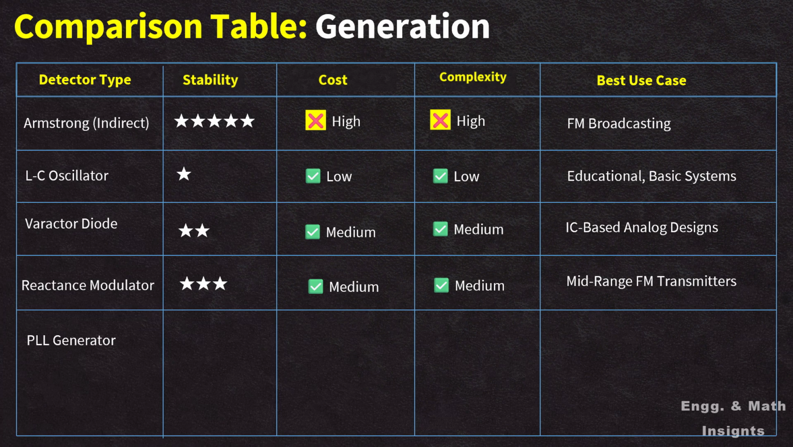Finally, we have the PLL generator, which has greater stability than the LC oscillator, Varactor Diode, and Reactance Modulator. The cost and the complexity are medium. It is best used for SDR and digital FM systems.